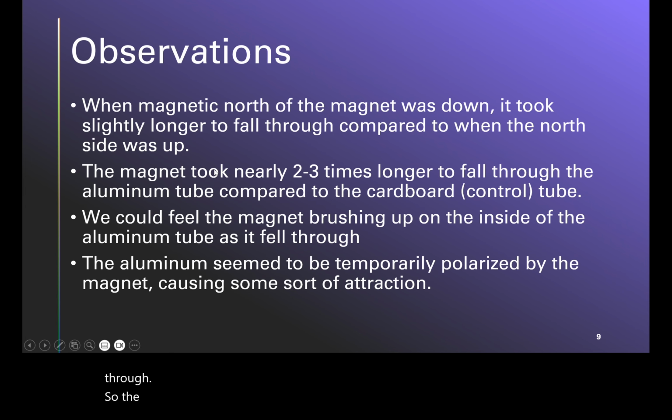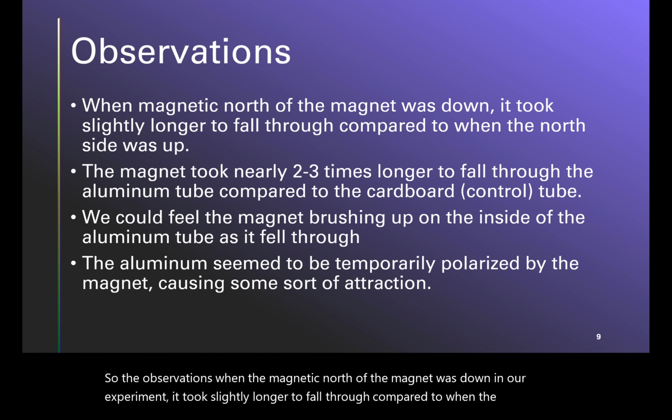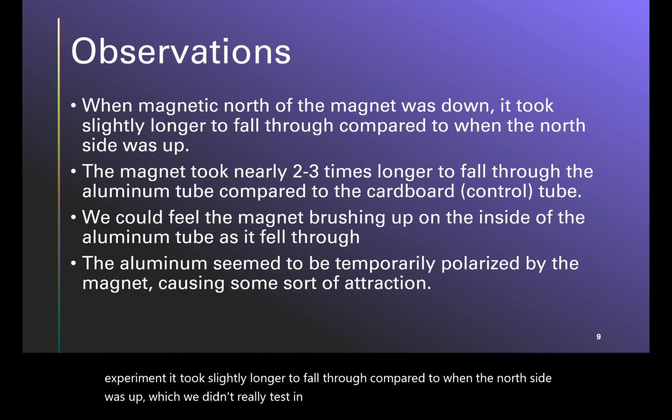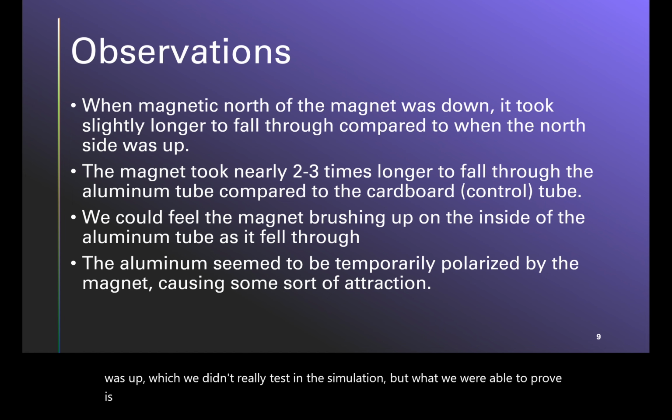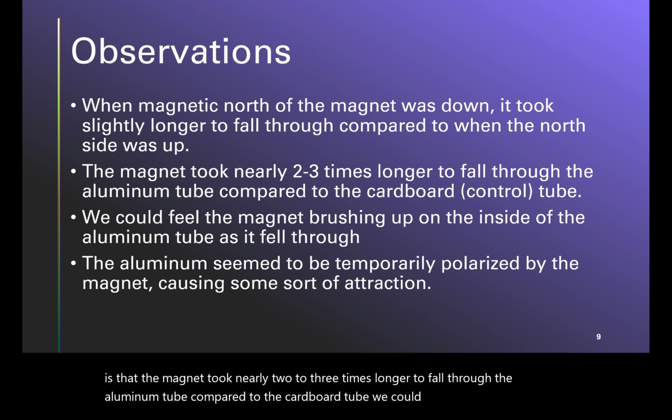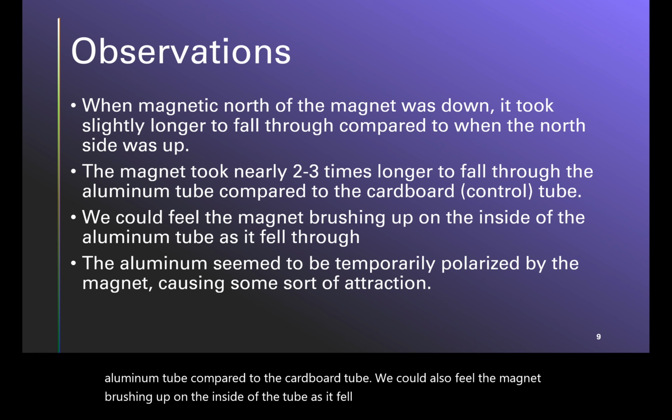So the observations: when the magnetic north of the magnet was down, it took slightly longer to fall through compared to when the north side was up. Obviously we weren't able to test this in the simulation, but we did get to see that in the experiment. The magnet took nearly 2 to 3 times longer to fall through the aluminum tube compared to the cardboard tube, and this is corroborated by our simulation.